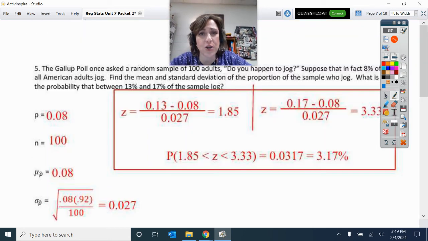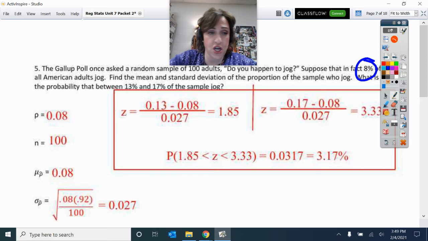You see how these are applying to real-life stuff? This is where it really gets real, and it makes a difference in real life that you understand what is going on here. So here we go. This is a poll about health stuff. Do you happen to jog? Well, in fact, this is the truth: 8% of the population jogs.